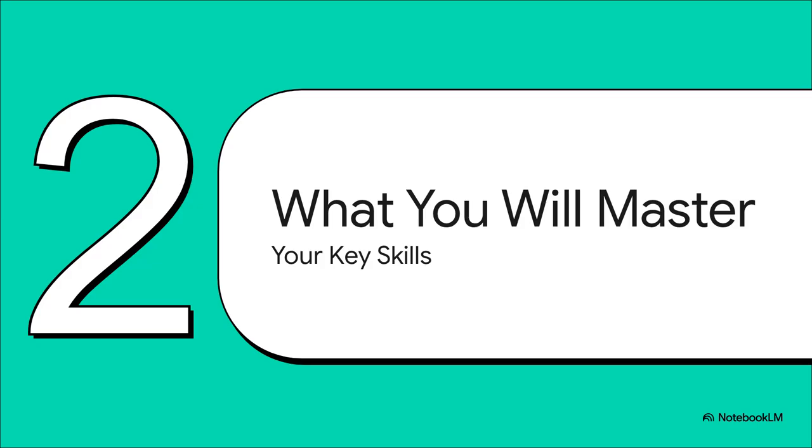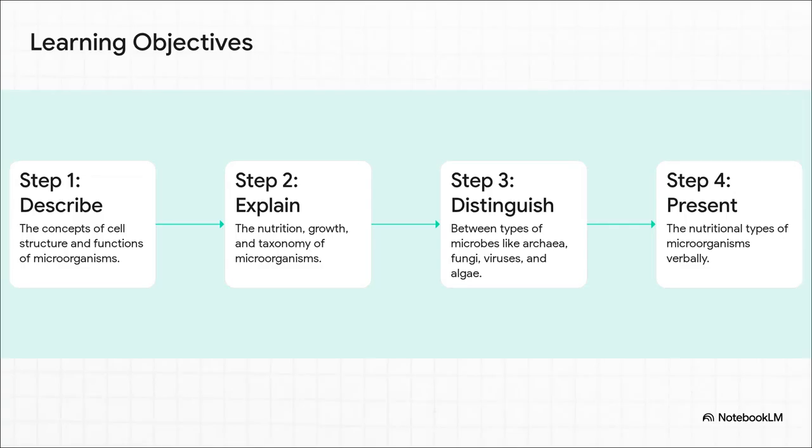Now, this course isn't just about cramming your head with facts. Nope, it's all about building real, practical skills. So let's take a look at exactly what you'll be able to do by the time you're done with this. So by the time you finish this journey, you're literally going to see the microbial world through the eyes of a scientist. You'll go from describing their basic structures to explaining their entire life cycles and telling the difference between all the various types. And check out that last step. It's crucial. You won't just know this stuff, you'll be able to present it clearly. And trust me, that is an absolutely vital skill in any scientific field.